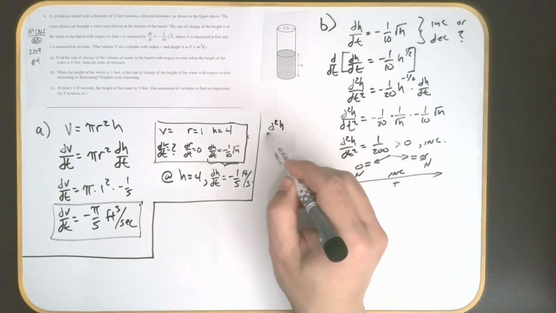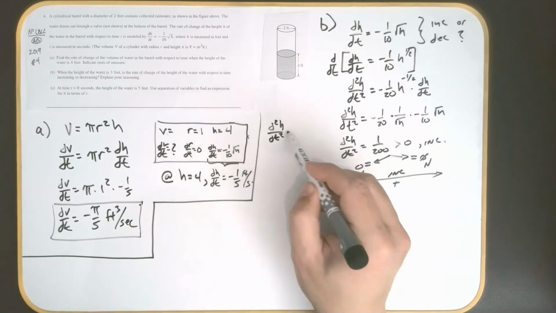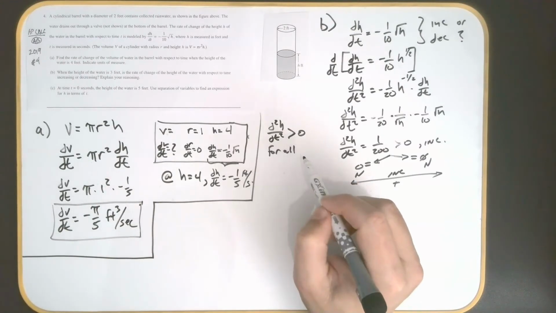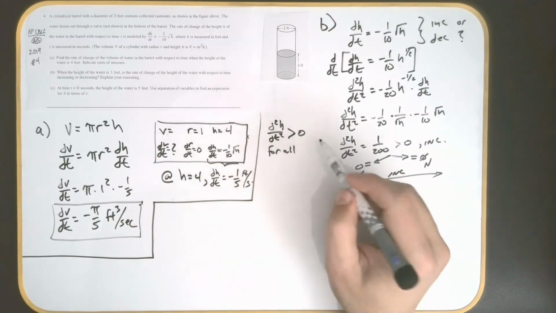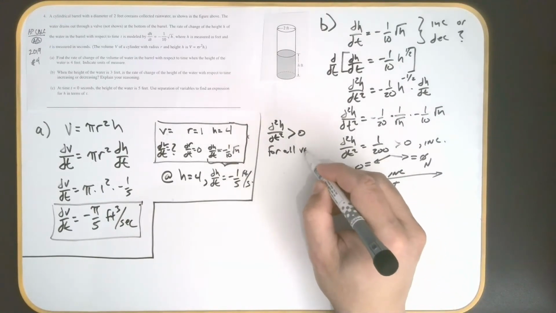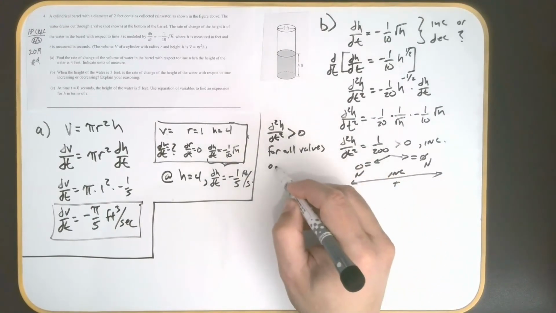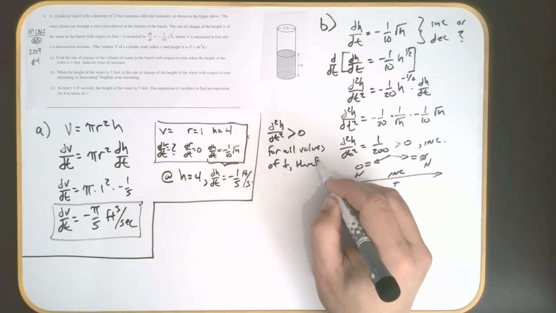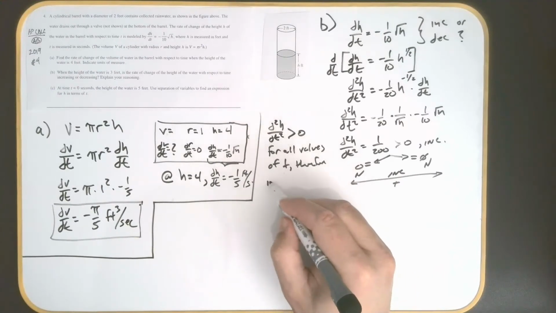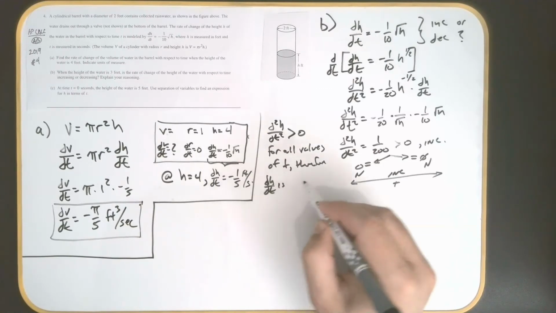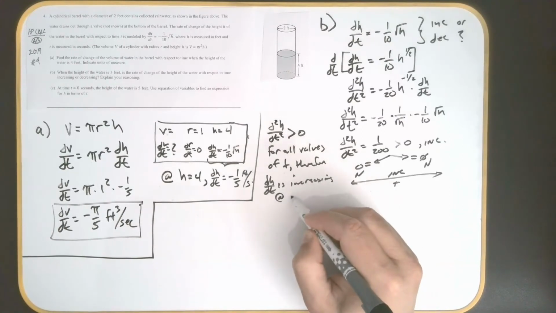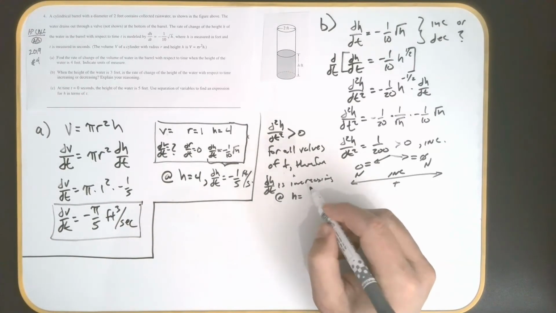I'm going to say d squared h over dt squared is greater than 0 for all values of t. Therefore, dH/dt is increasing at a height of 3.